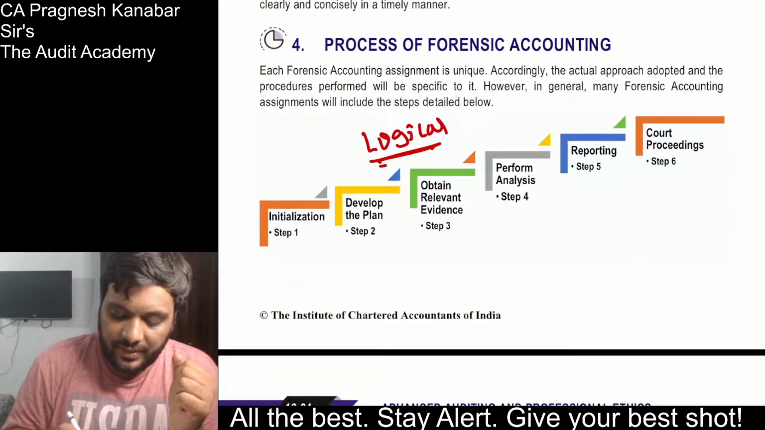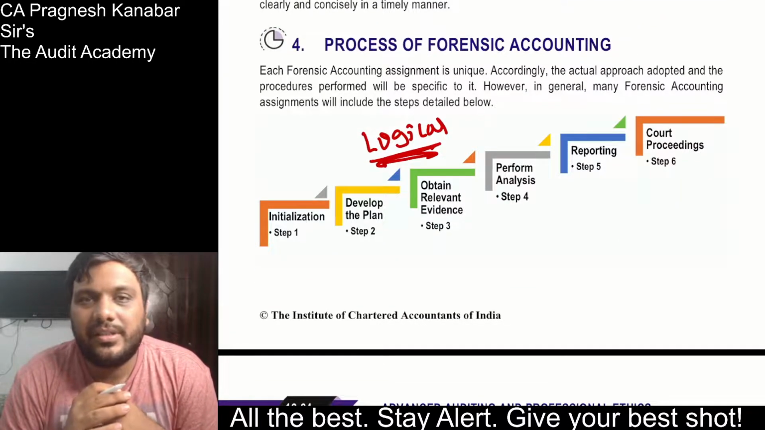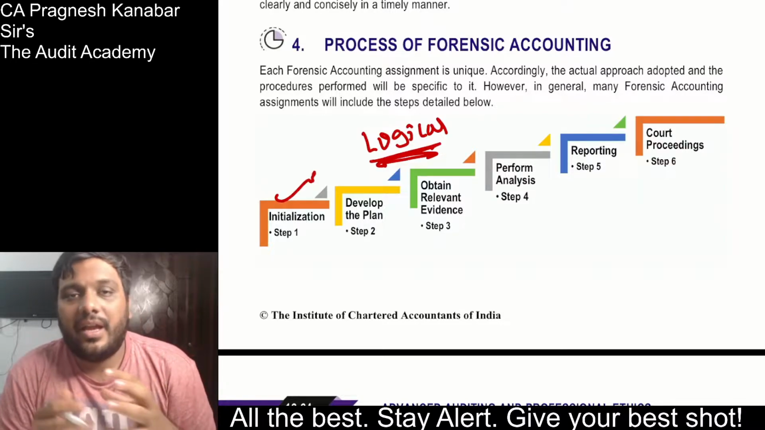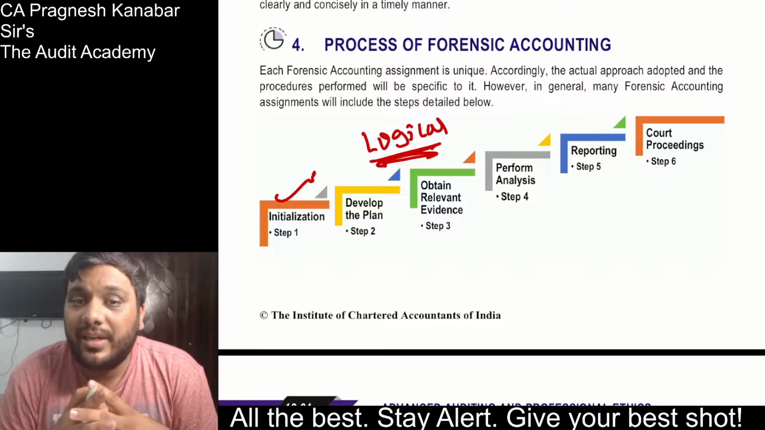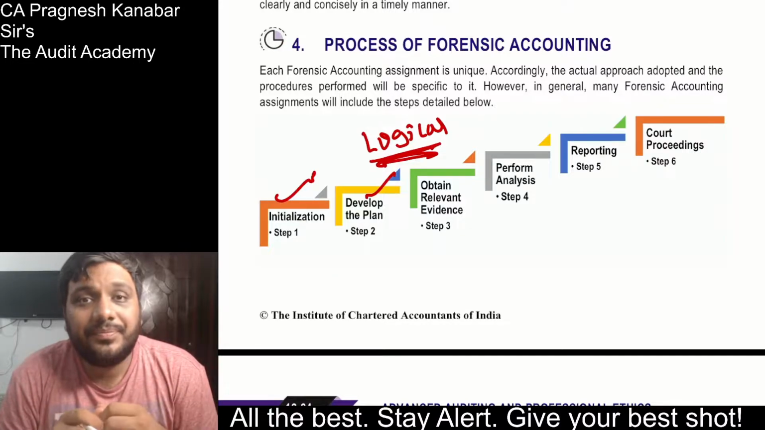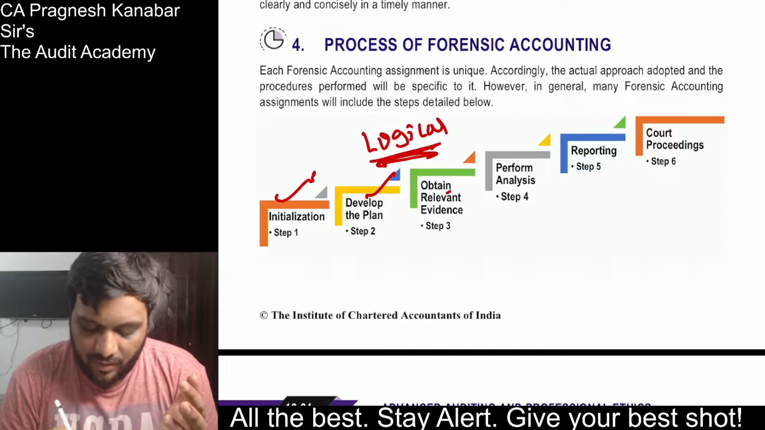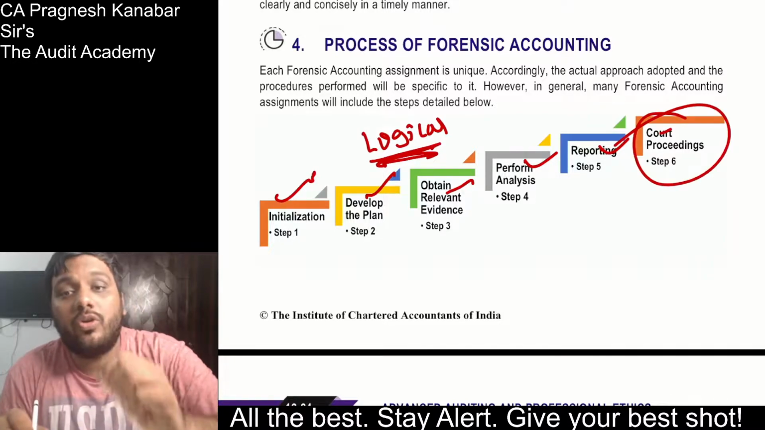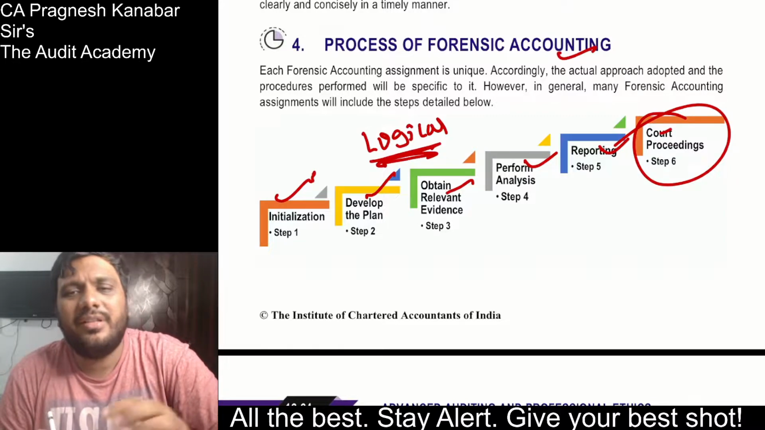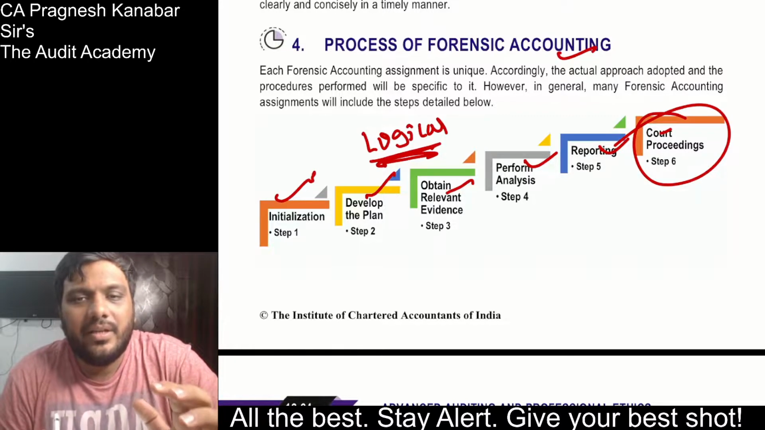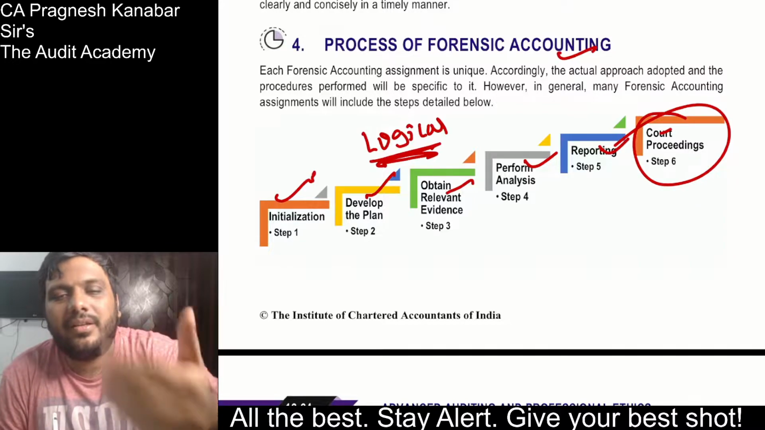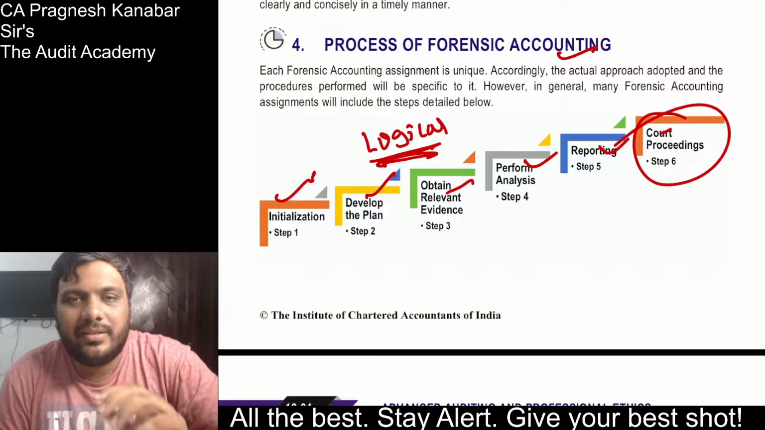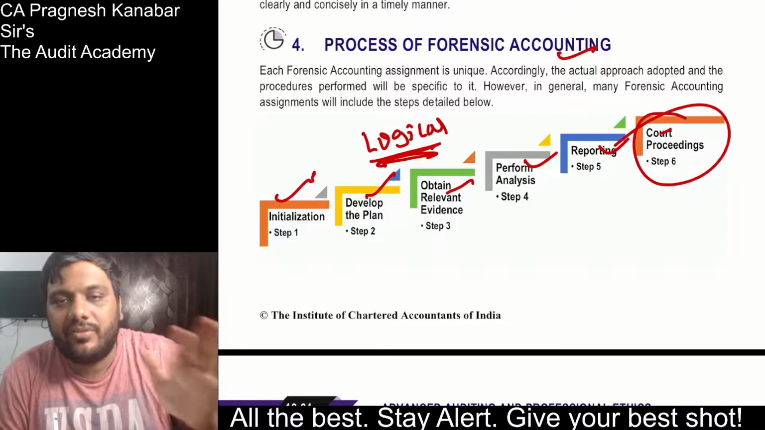Next, process of forensic accounting. It's a very logical process, same like steps in investigation. First, initialization means having a discussion with the appointing authority, understanding the scope, then develop the plan. Then you will obtain evidence, perform analysis, report, and don't forget the last step will be court proceeding. Whether they say forensic accounting, forensic auditing, all one and the same, just that in forensic accounting we get the forensic audit done through accounting techniques and accounting methods. So it is one and the same: forensic accounting, forensic investigation, forensic auditing.